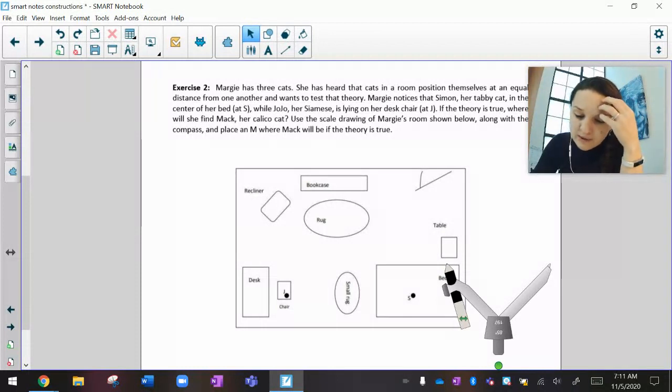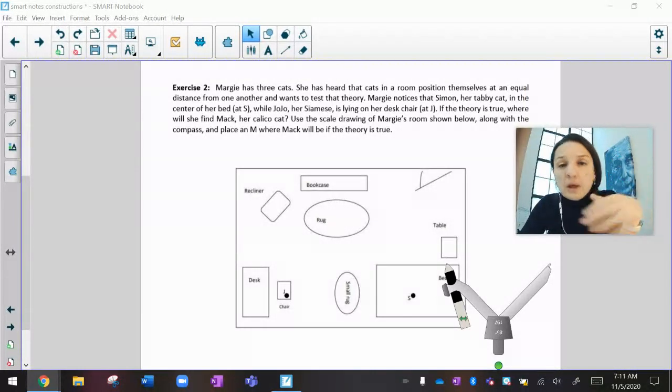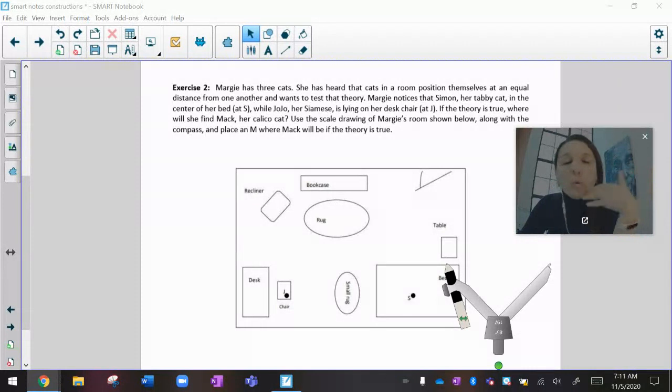Margie has 3 cats. She has heard that cats in a room position themselves at an equal distance from one another, and she wants to test that theory. That's where my problem starts. When my cats are in a room, they are not an equal distance from one another.